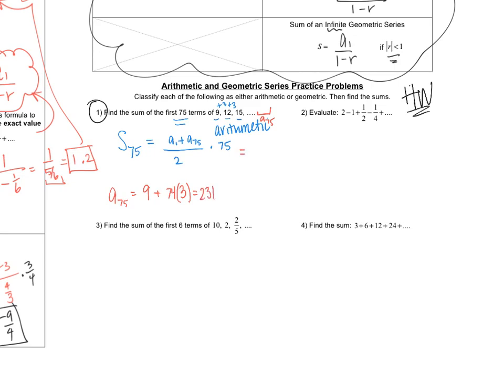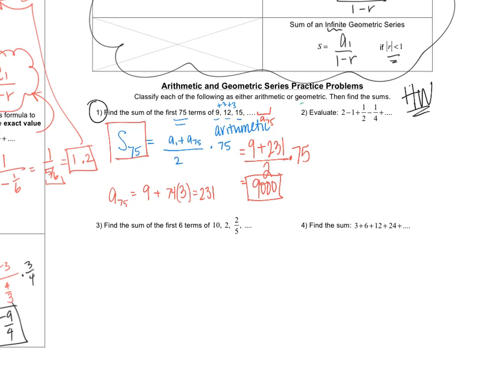So our sum will be 9, because that's our first term, plus the 231. We'll divide that by 2 and then multiply by 75. So 231 plus the 9 will be 240. Divided by 2 is 120. Times 75 will be 9,000. That's our sum of the first 75 terms.